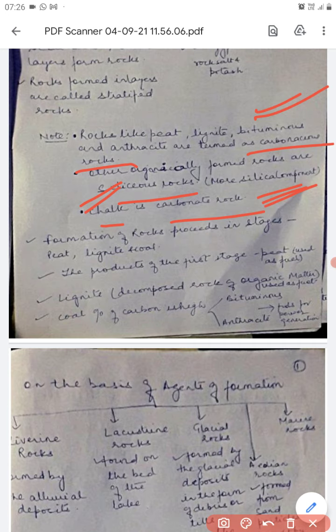Formation of these rocks proceeds in stages. First peat is formed, then lignite, and then coal. The product of the first stage is peat, which is used as a fuel. Lignite is the decomposed organic matter, and it is also used as a fuel. Coal, in which the carbon content is very high, is of two types, bituminous and anthracite. These are also used as a fuel for power generation.